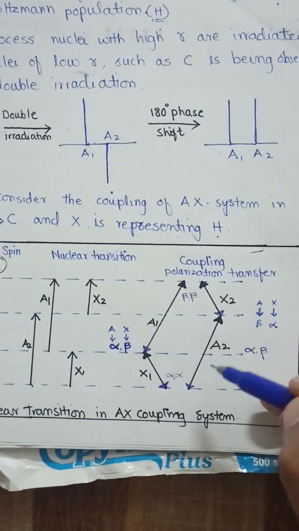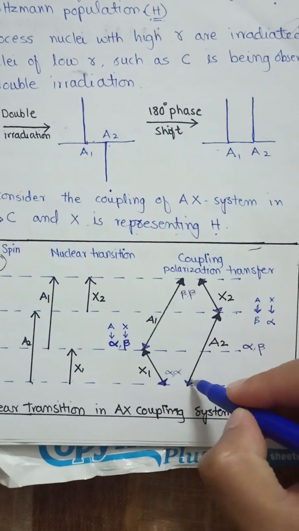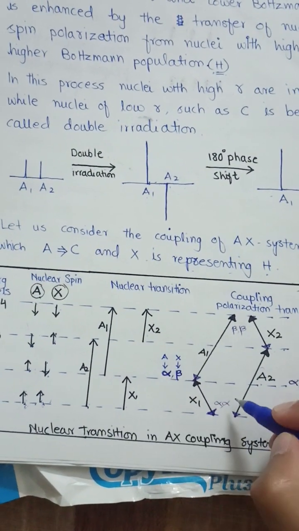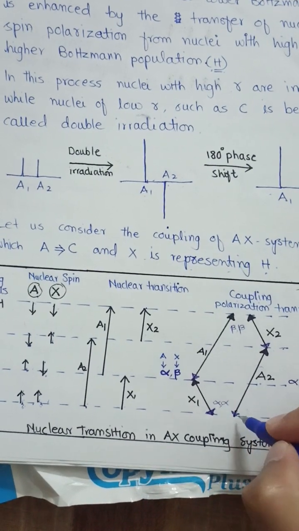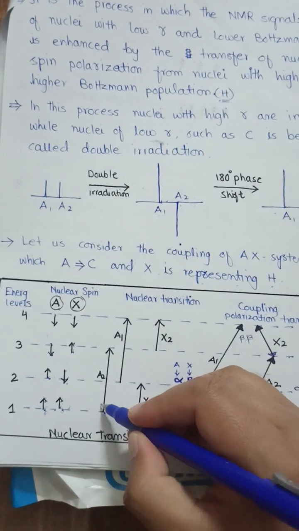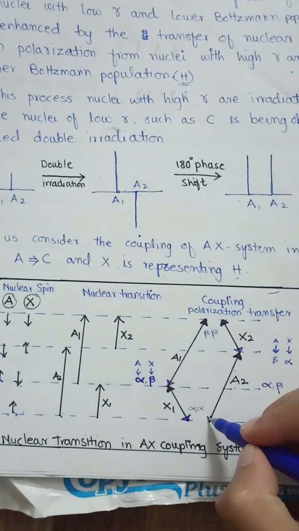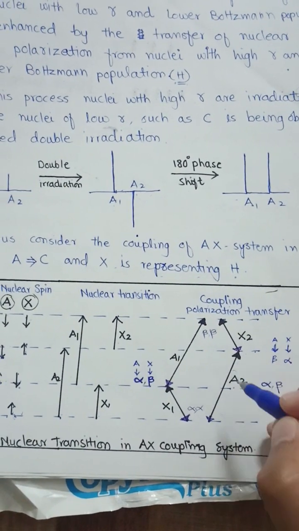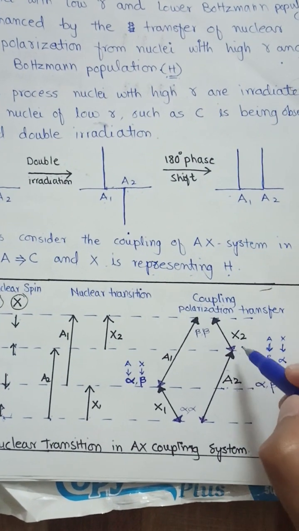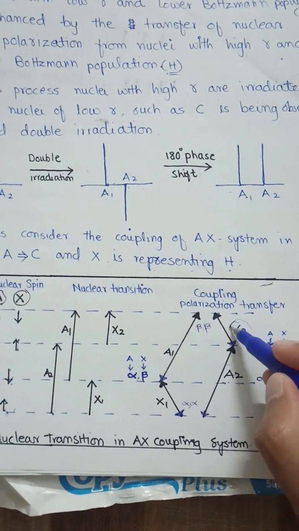By decreasing this, the excitation of this A2 will be enhanced, and the A will excite from energy level 1 to 3, that is from 1 to 3. So A will excite from energy level 1 to 3. So in this case the A2 will be enhanced because of the excitation of this proton.